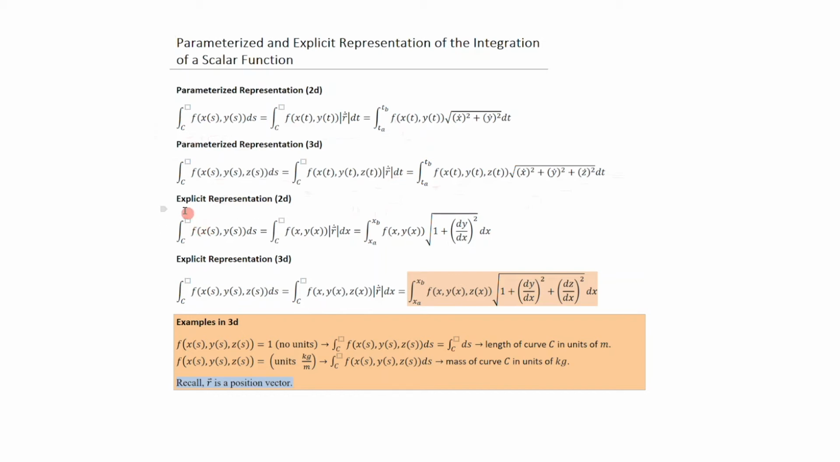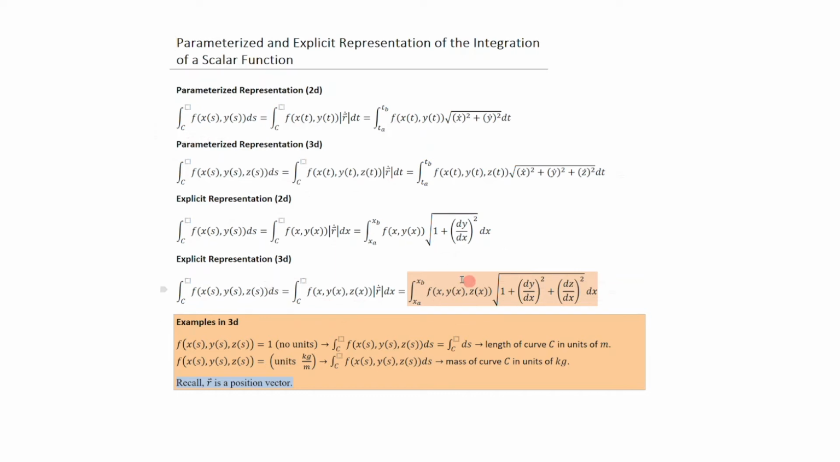If you're doing explicit representation, then this integral now becomes a function of x, and y becomes a function of x. If you expand this out, then this is what you're trying to calculate in reality. In the 3D case, you just end up with a third term, z is a function of x, and you can see now that you also have a dz by dx term involved as well.